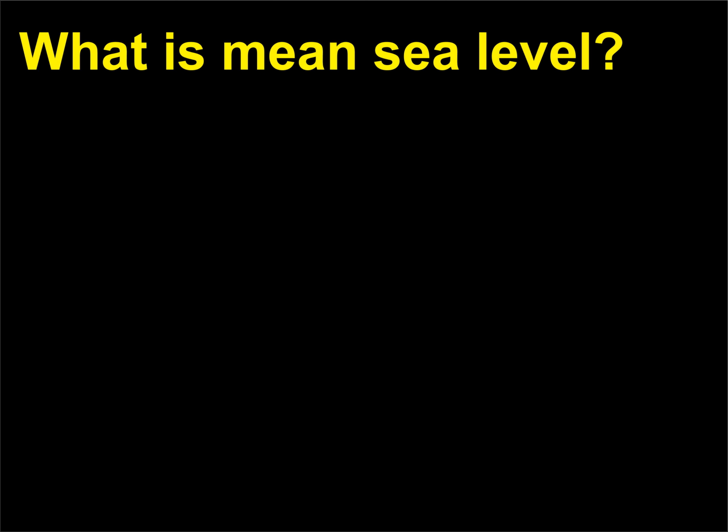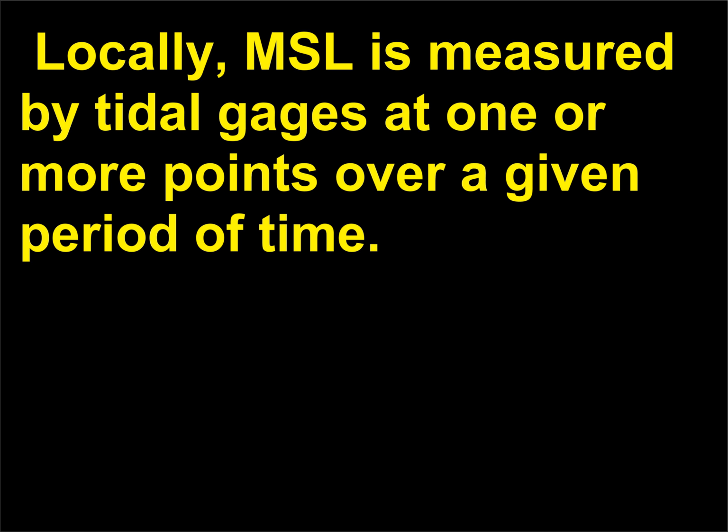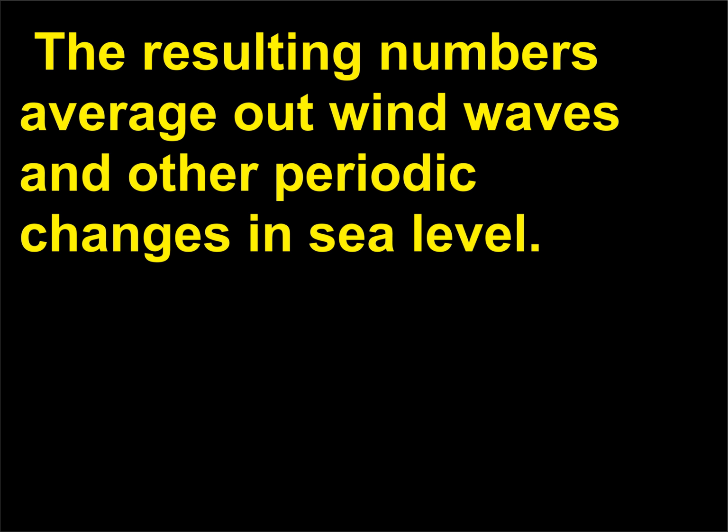What is mean sea level? Mean sea level, MSL, is the average water level, or height of the sea, for all stages of a tide. Locally, MSL is measured by tidal gauges at one or more points over a given period of time. The resulting numbers average out wind waves and other periodic changes in sea level.